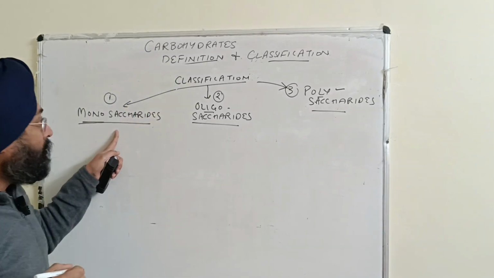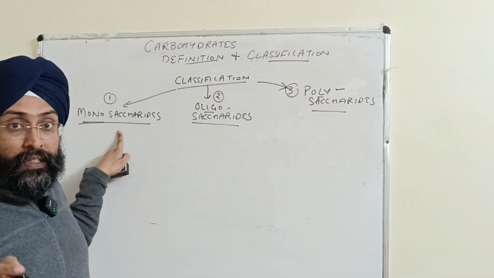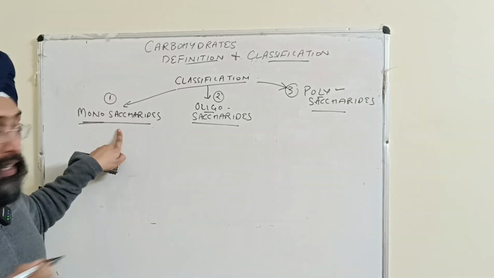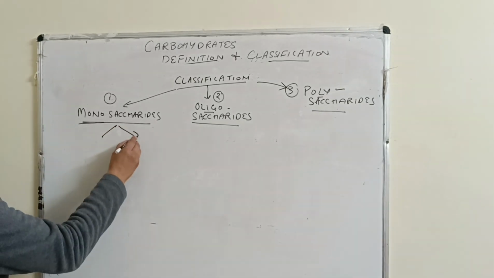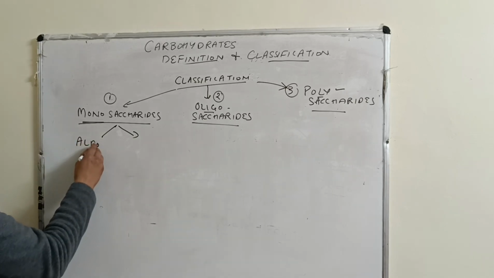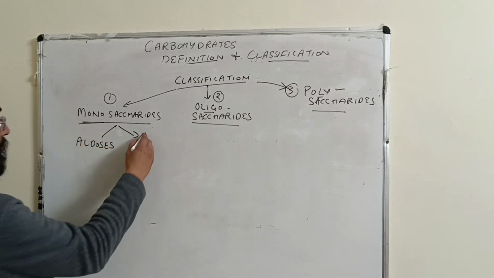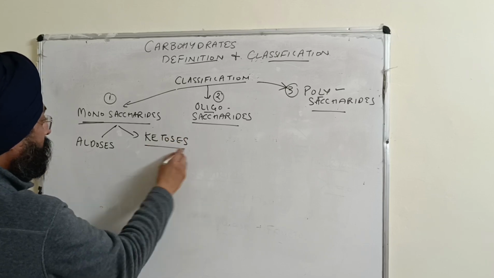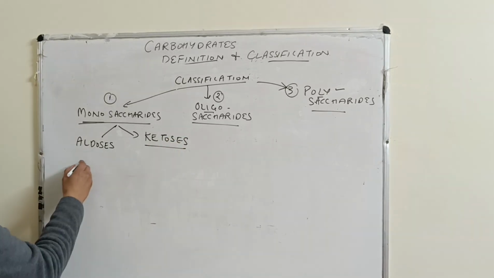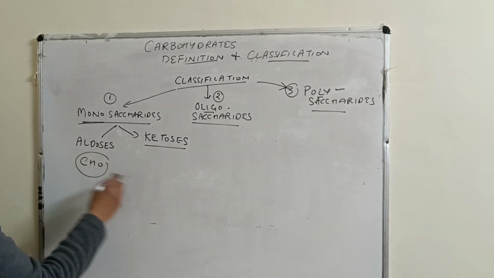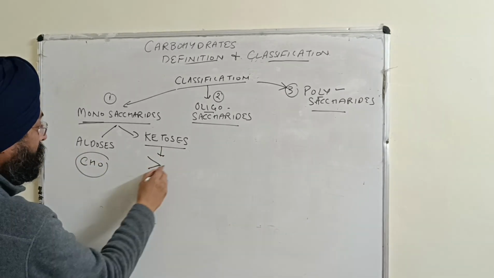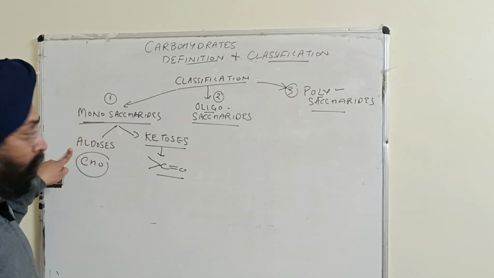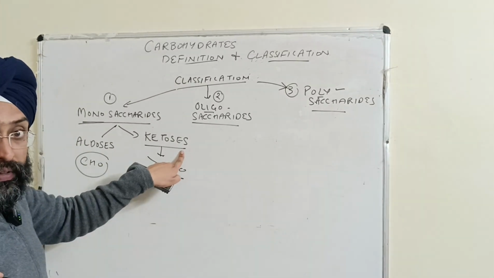Now, the monosaccharides are sweet to taste and they are soluble in water, right? And they are broadly categorized into two main categories. One are aldoses, right? And the second is ketoses, right? Aldoses contain the aldehyde group, and ketoses contain the keto group, right? Example of aldose is glucose, example of ketose is fructose, right?